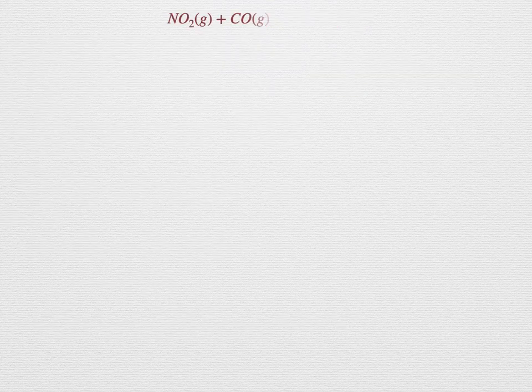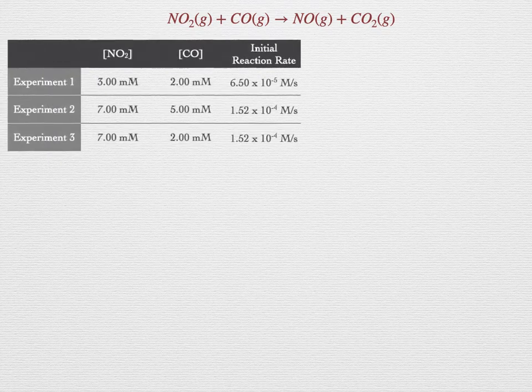Now, one more problem. The reaction this time is between carbon monoxide and nitrogen dioxide. The products are carbon dioxide and nitrogen oxide. Understanding this reaction is important for its role in atmospheric pollution studies. Here is some initial rate data at some particular but unspecified temperature. Again, find the rate law and determine the value for the rate constant K.